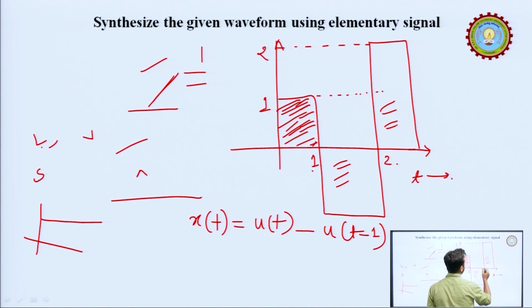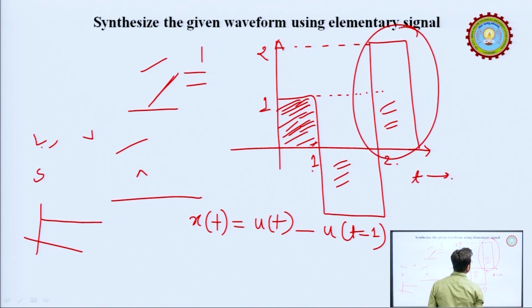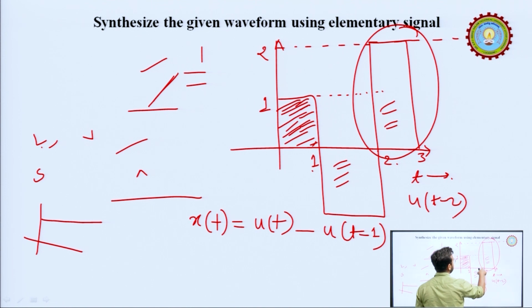Suppose you want to write for this block, with amplitude 3. First you have to make a unit step here. For only this block, you can write u(t minus 2). Why t minus 2? Because we are adding the step at t equal to 2.